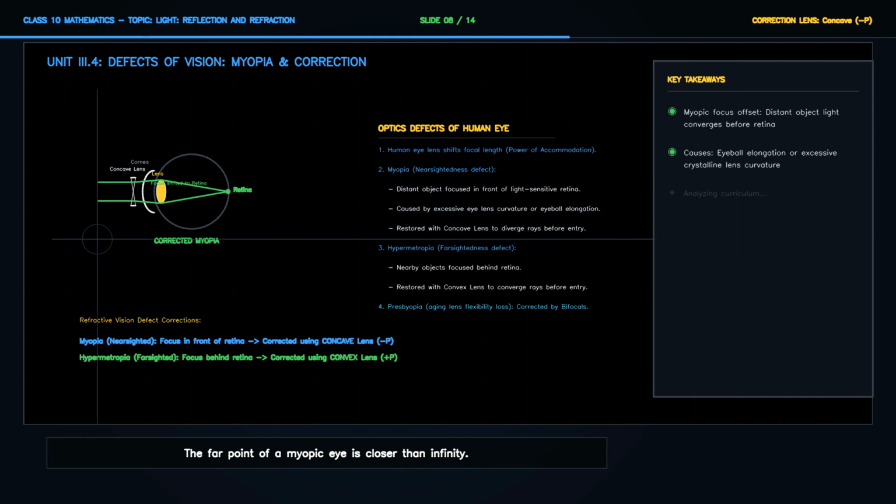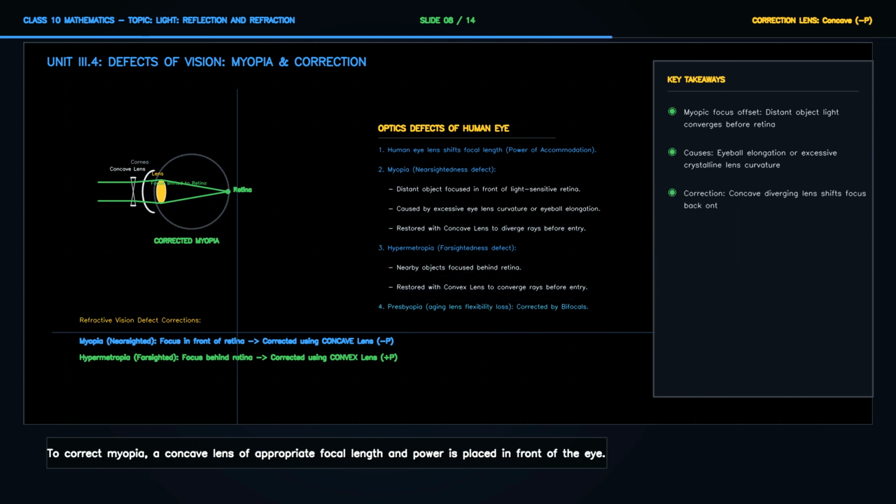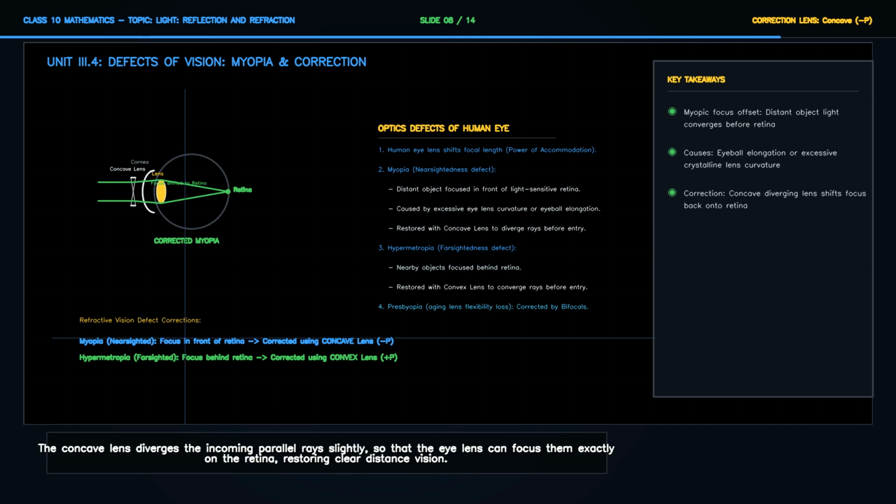To correct myopia, a concave lens of appropriate focal length and power is placed in front of the eye. The concave lens diverges the incoming parallel rays slightly, so that the eye lens can focus them exactly on the retina, restoring clear distance vision.